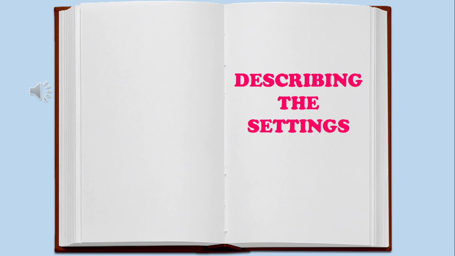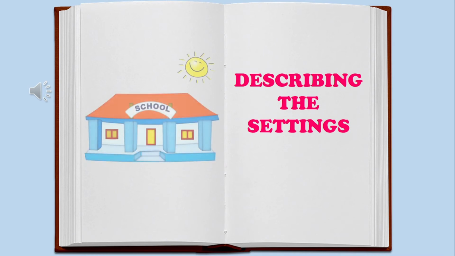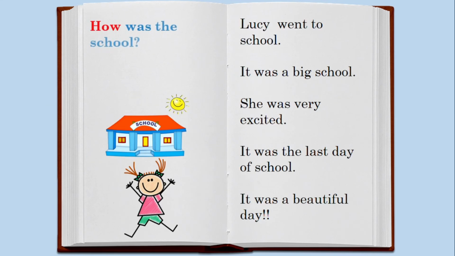The setting of a story refers to the place or the time in which the story occurs. The setting in this story is the school. The setting in this story is also the last day of class. Let's read the text and find details that help us describe the settings. How was the school? It was a big school. How was the last day of school? It was a beautiful day.